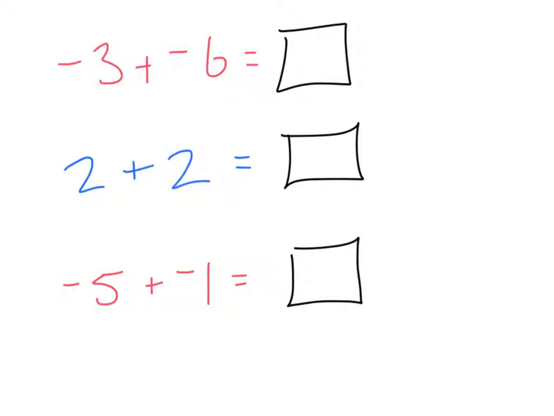So let's look at the first one. We have negative 3 plus a negative 6. Both are negative, so the answer is always going to be negative. So we have 3 plus 6, so that is 9. So the answer, negative 3 plus negative 6, is negative 9. There you go. 2 plus 2 equals 4. And if we have negative 5 plus negative 1, remember it's a negative plus a negative, so the answer is going to be negative. 5 plus 1 is equal to 6. So negative 5 plus negative 1 is equal to negative 6.